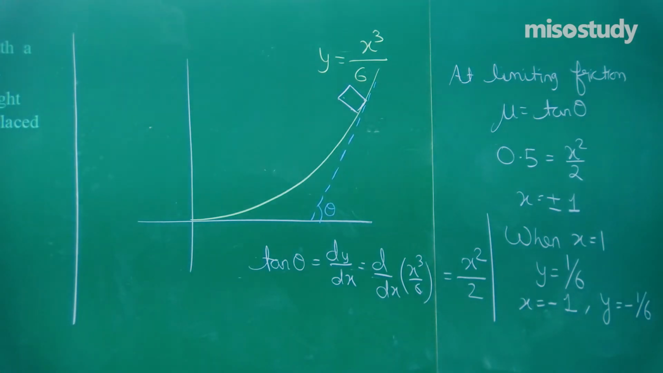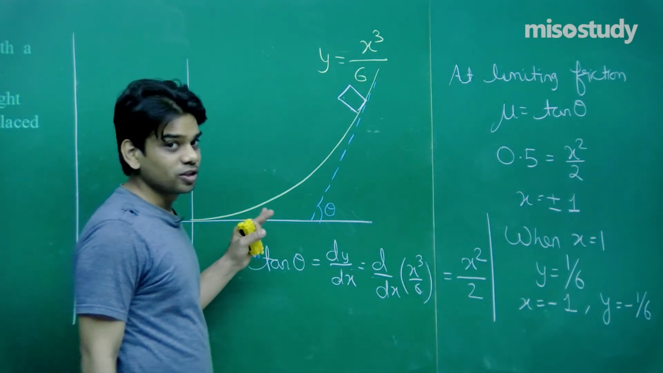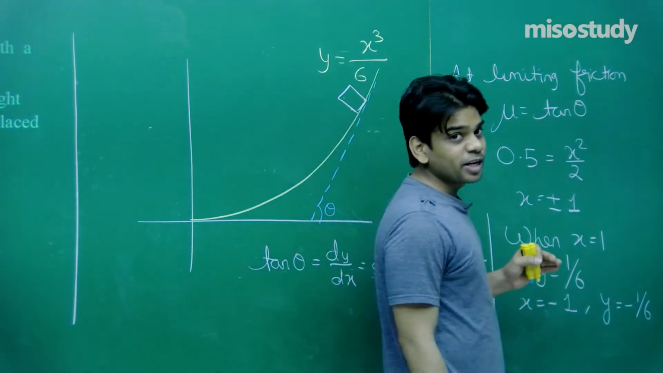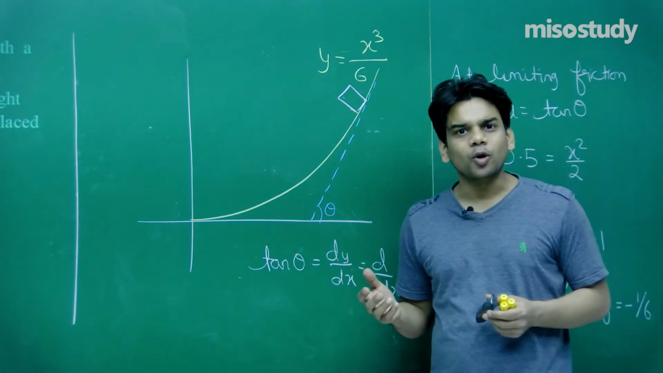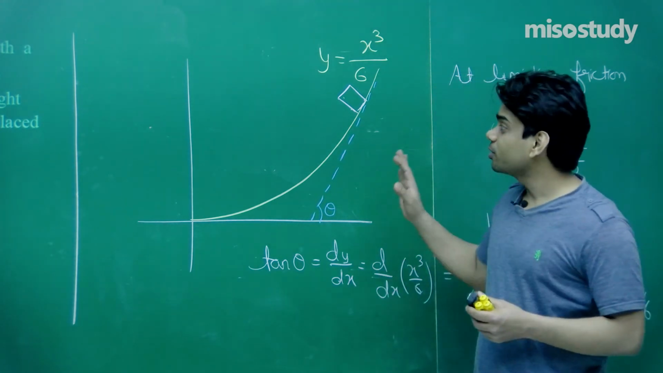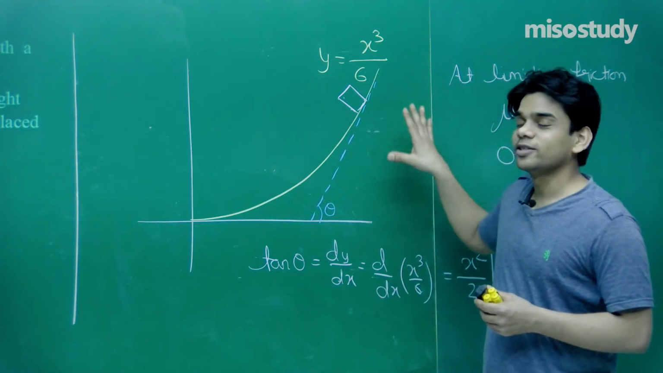Okay, I believe that you would have taken note of this question. This was a very interesting question, and let me tell you, such kinds of questions do appear in the JEE examination. People actually don't get the idea of how to approach them. This time the surface equation was given as y equals x cubed by 6.